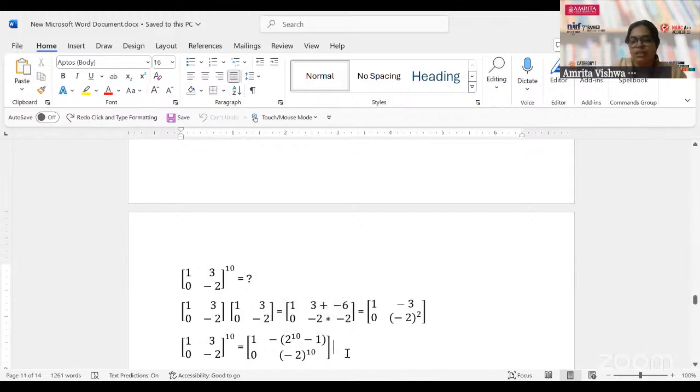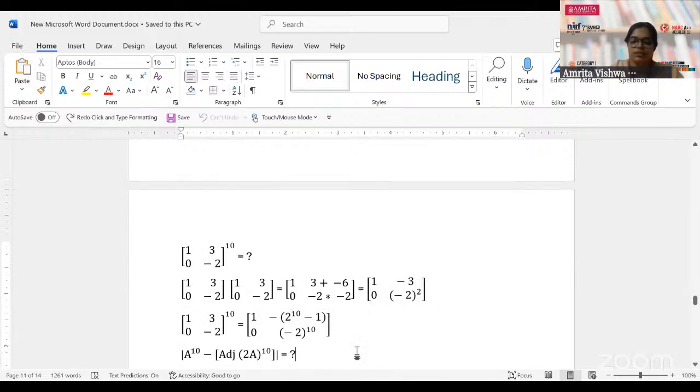So it's going to be 1, 3, 0, minus 2 squared. The same thing applies when it comes to raised to 10. So it will be 1, minus 2 raised to 10 minus 1, and minus 2 whole raised to 10. Because you will be able to write this as 2 raised to 4 minus 1, minus of 2 raised to 4 minus 1. So the same logic applies here and you got this value.